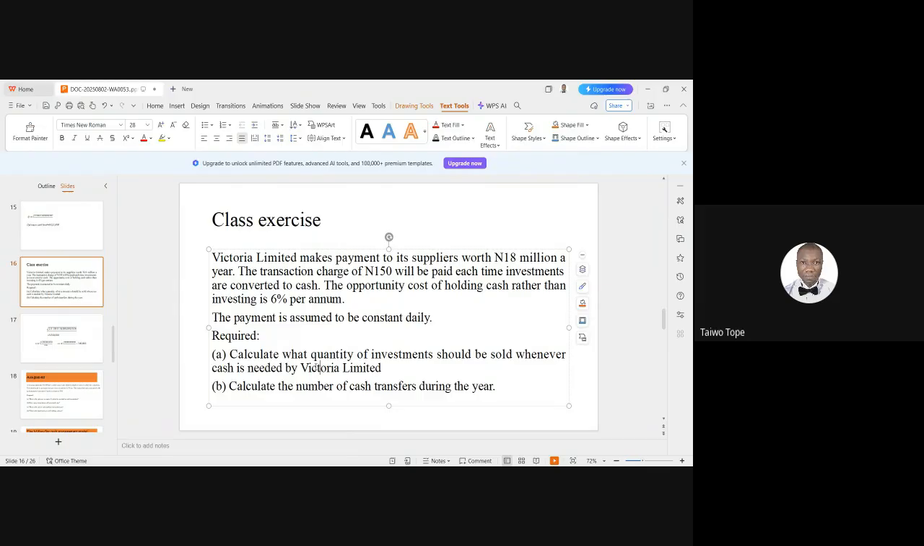So you can go further to get it in days, but we are not working based on that. The question says calculate the number of cash transfers during the year. Because of this B, we need to work based on the year value. It is the yearly value that determines how many orders we have in 18 million. So this statement is there.